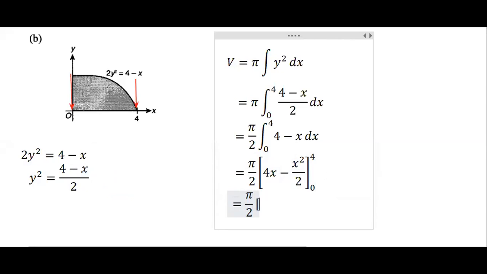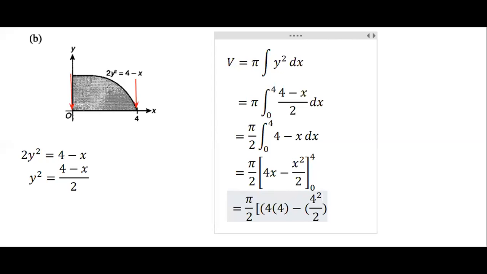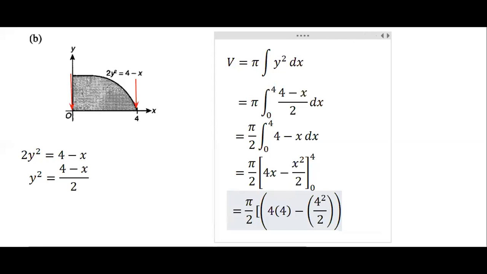Pi per 2. We put in the 4 first. Okay, 4 times 4 minus, which one easier? Later I show you a second one, then you can compare. Which one you feel easier, you do that one. Okay, so here I substitute x with 4. 4 times 4 minus 4 square over 2.